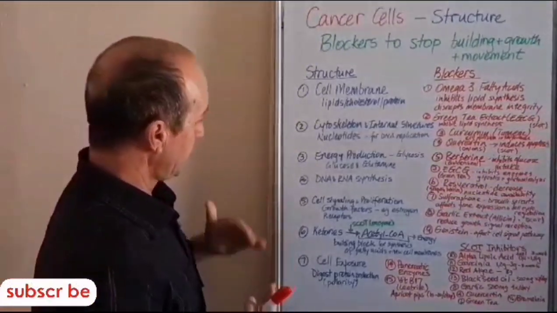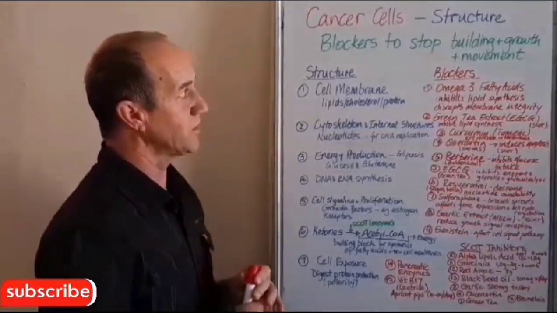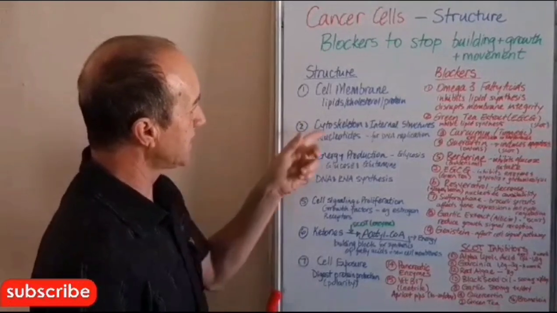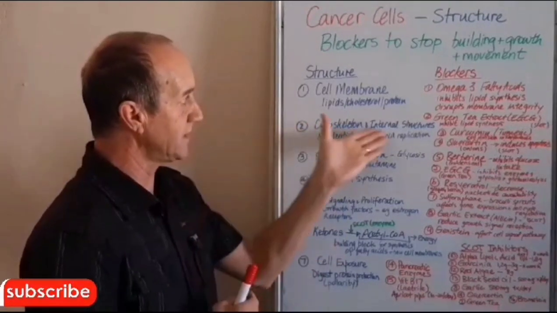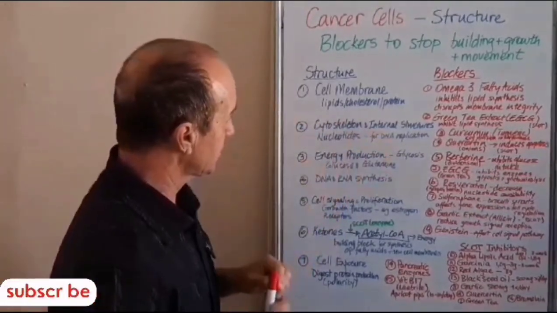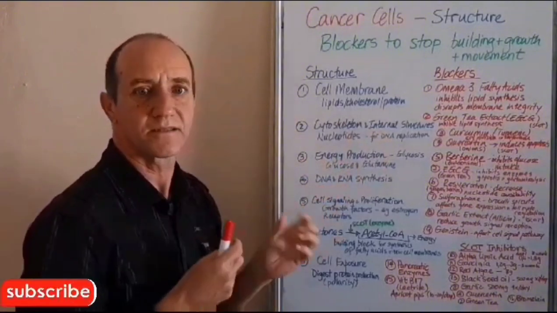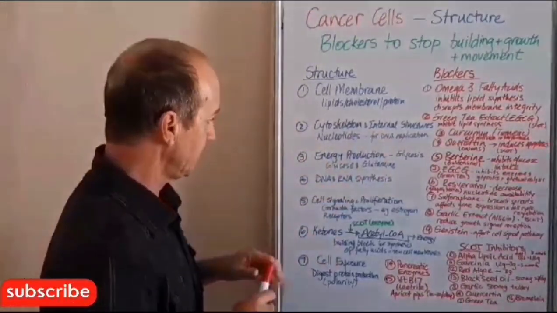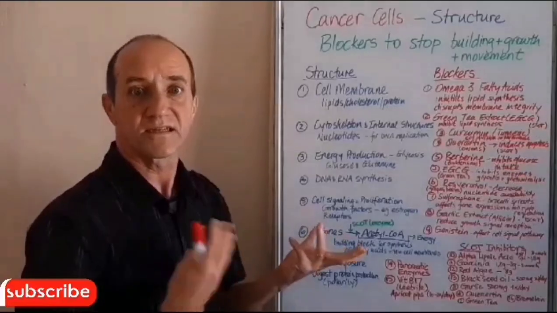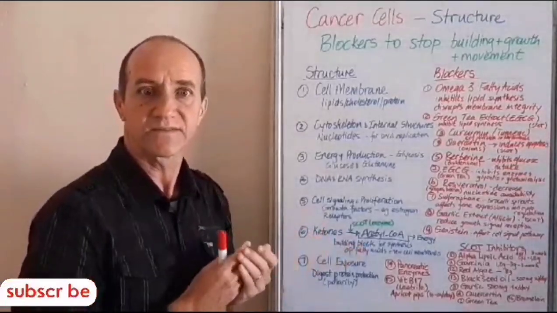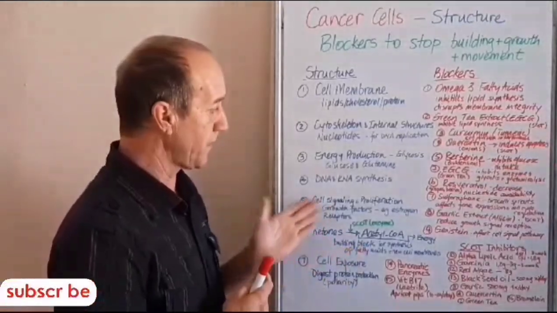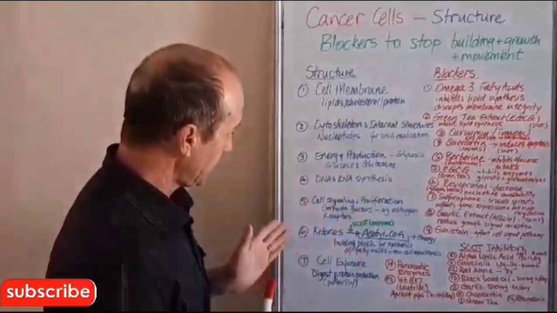So there are 7 parts of the structure which I'm going to go over: the cell membrane, the cytoskeleton, which is the outside and the internal structures, the energy production, the DNA and RNA synthesis. This is where the coding happens, the genes, and cell signaling. There are also signals that the cell receives for it to grow. So how do you interfere with that?